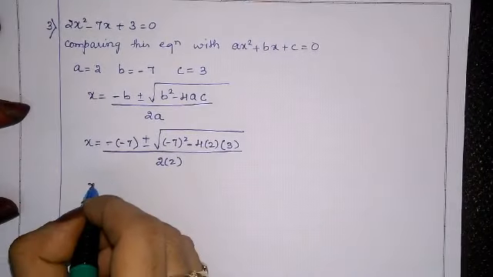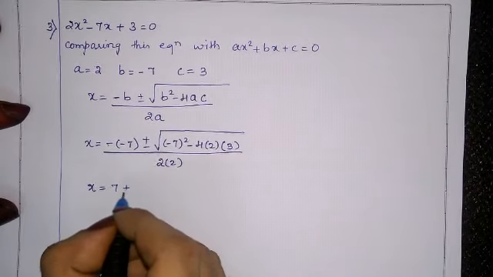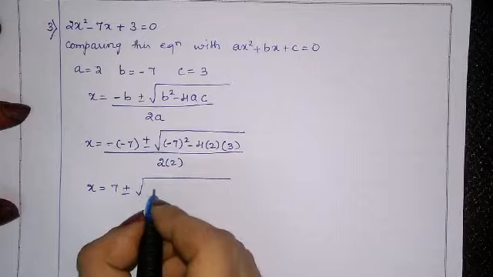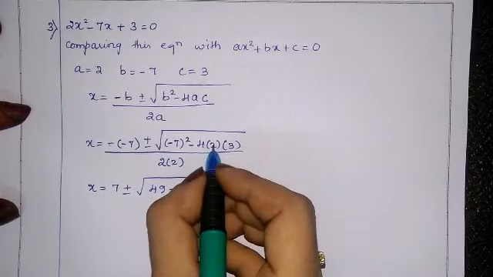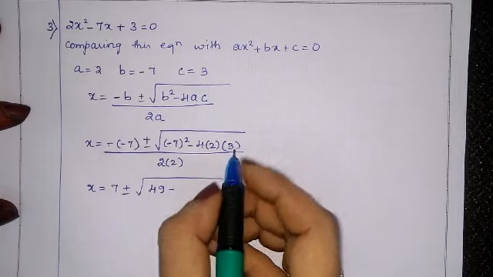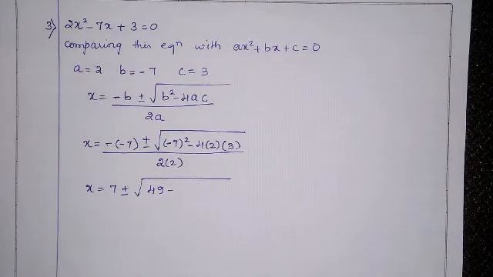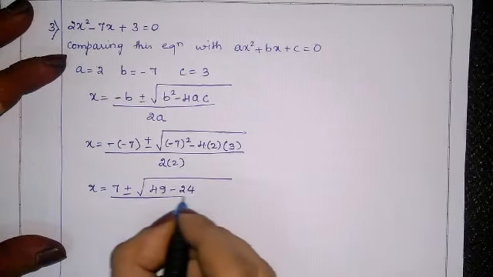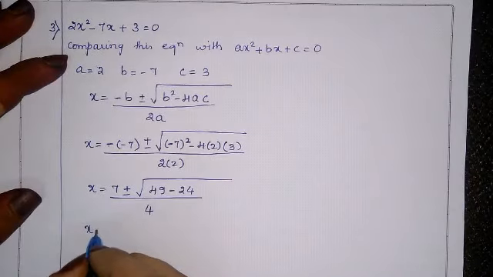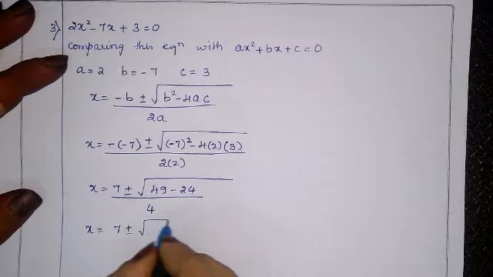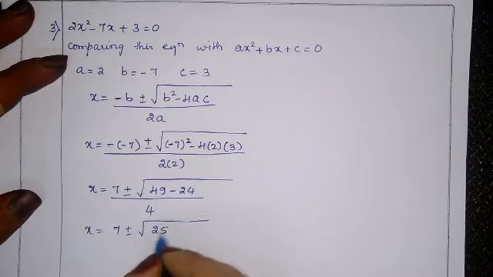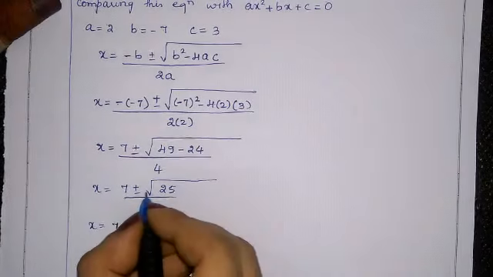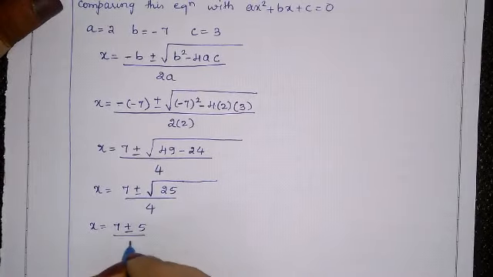Okay, so x is equal to minus minus plus 7 plus or minus root of minus negative number square is positive, 7 square is 49 minus 4 2s are 8, 8 3s are 24. So 8 1s are 8, 8 2s are 16, 8 3s are 24. I'll write 24 upon 2 2s are 4. X is equal to 7 plus or minus 49 minus 24 is 25 upon 4. X is equal to 7 plus or minus root 25 is nothing but 5 upon 4.